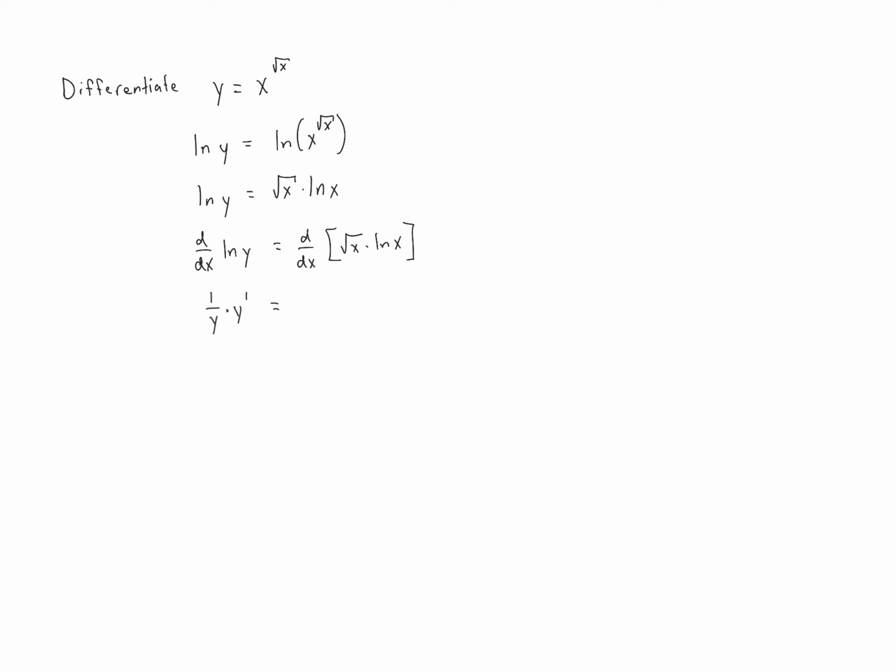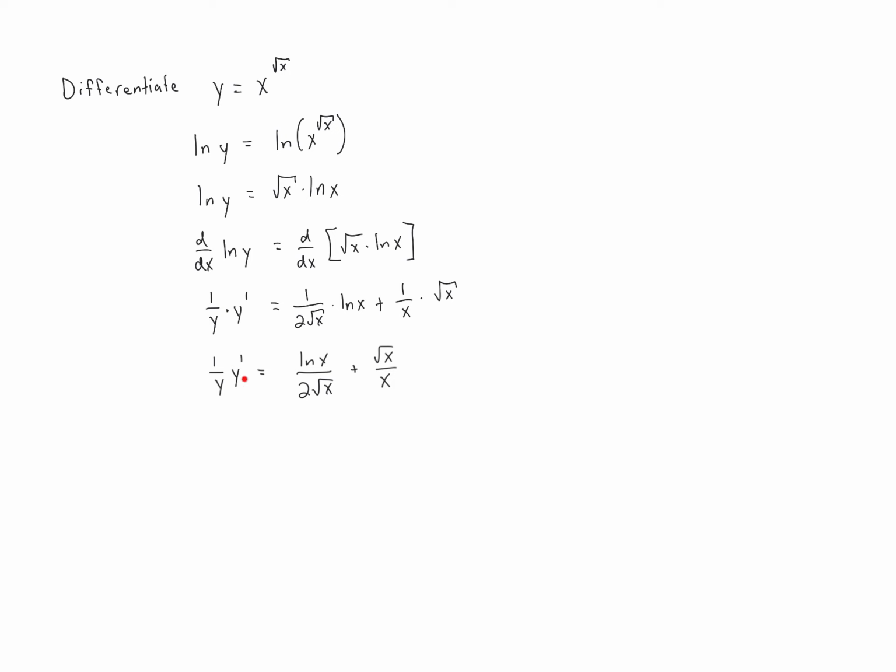On the right-hand side, we're going to have to use the product rule. We've got the derivative of the first times the second. Well, the derivative of root x is 1 over 2 root x times that second factor, ln of x, plus the derivative of the second, which is 1 over x, times the first, which is root x. All right. Now, I want to simplify the right-hand side just a little bit. We can write this as ln of x over 2 root x plus root x over x.